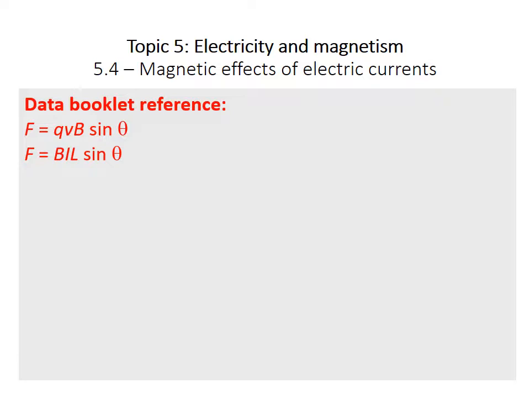Then we have the force acting on a current carrying wire. B is the magnetic field, I is the current, L is the length of the wire within the field, and theta is the angle. This force depends on the angle between the B field and the direction of current. Closer to 90, the more force acting on the wire.